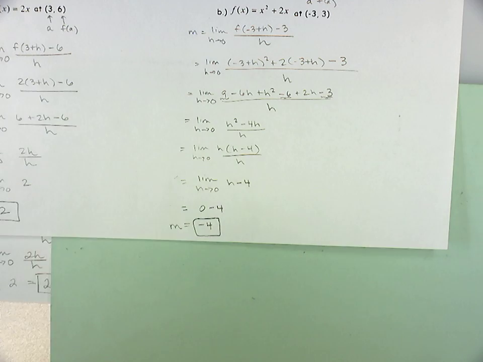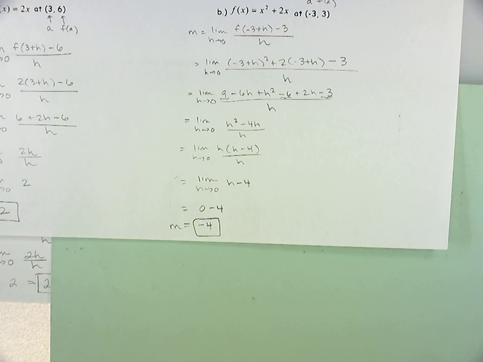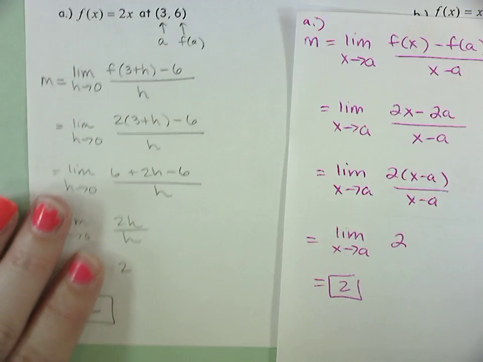Okay, so this is for if you're using the limit as h goes to 0. How many of you tried the other methods? Okay, good. Now, really, for part A, I actually think the other method is a little bit quicker, so let's look at those. We're going to look at them side by side.